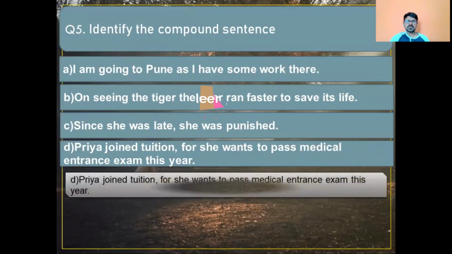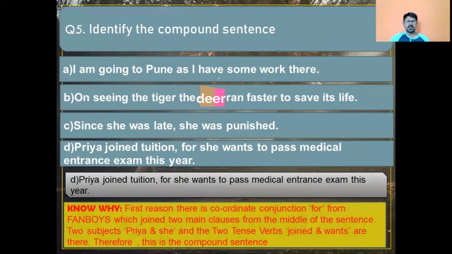The correct answer is option D. Priya joined tuition for she wants to pass medical entrance exam this year. Know why? First reason, there is coordinate conjunction for from FANBOYS, which joined two main clauses from the middle of the sentence. Two subjects are there, Priya and she, and the two tense verbs are there, joined and wants. Therefore, this is the compound sentence.